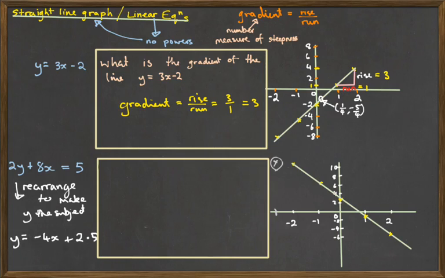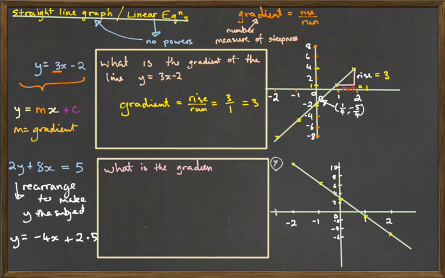But if you notice, in the equation, 3 appears here. And we know from lower down that when we have an equation of the form y equals mx plus c, m is the gradient. So that's why the gradient is 3. There are two ways to do that question.